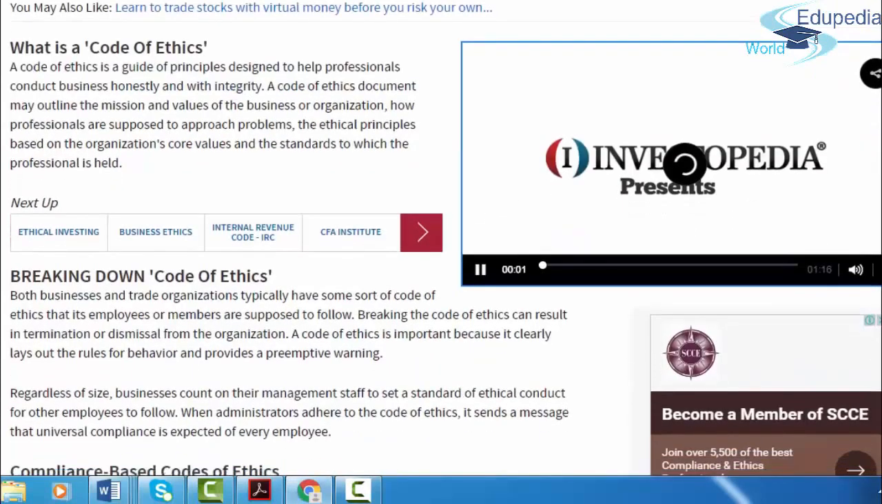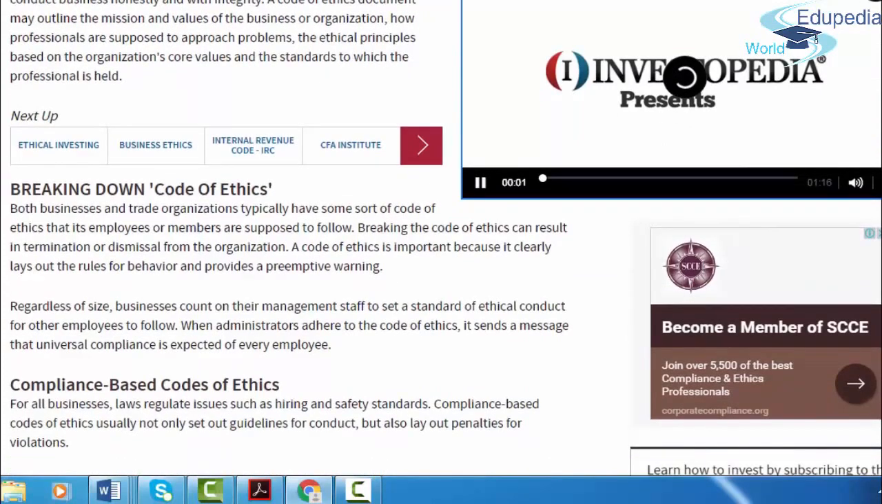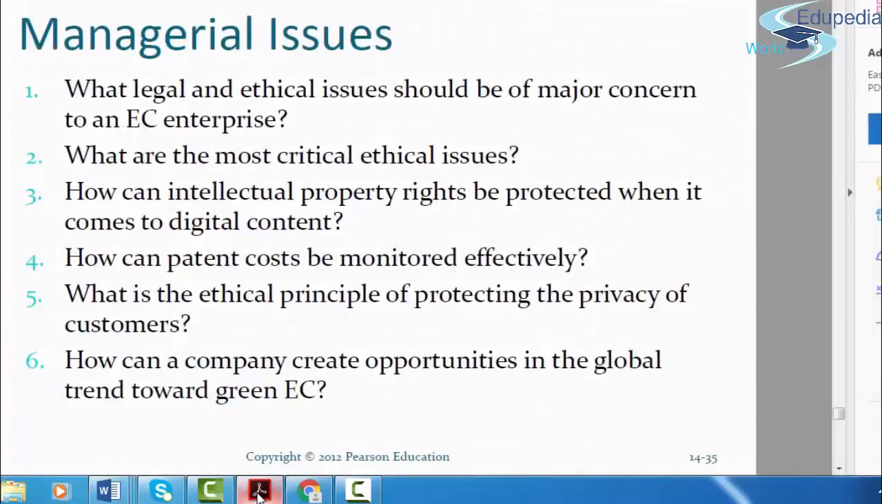So, if you break down code of ethics, both businesses and trade organizations typically have some sort of code of ethics that their employees or members are supposed to follow. Whenever you open up an organization, the first thing you need to do is make sure that you have a certain code of ethics when you hire your employees, and they're supposed to be following that code of ethics. That's another ethical hurdle that I will face when I open up my own business.